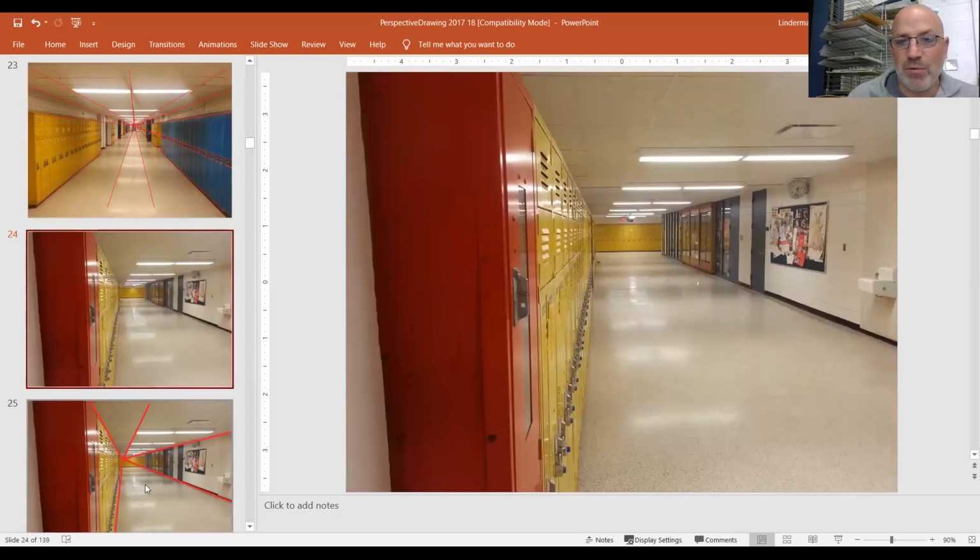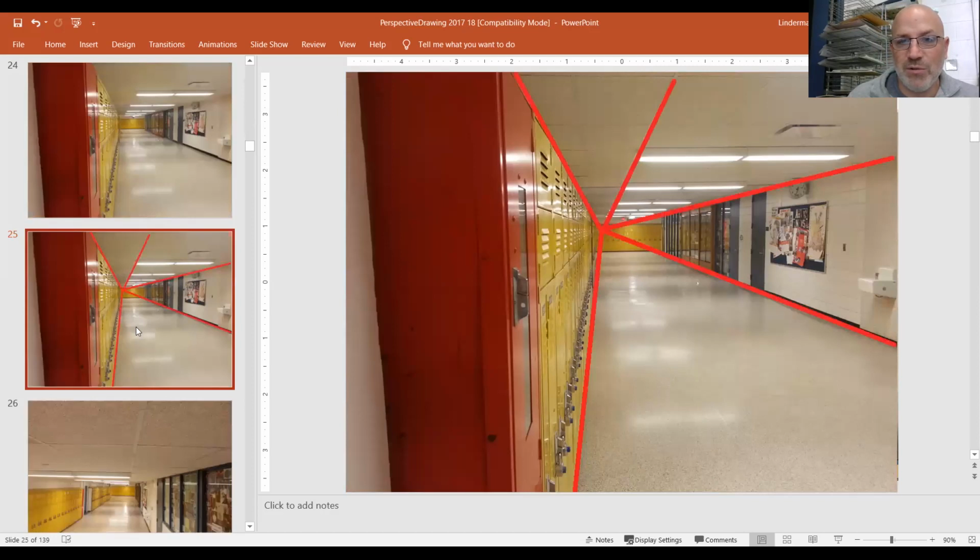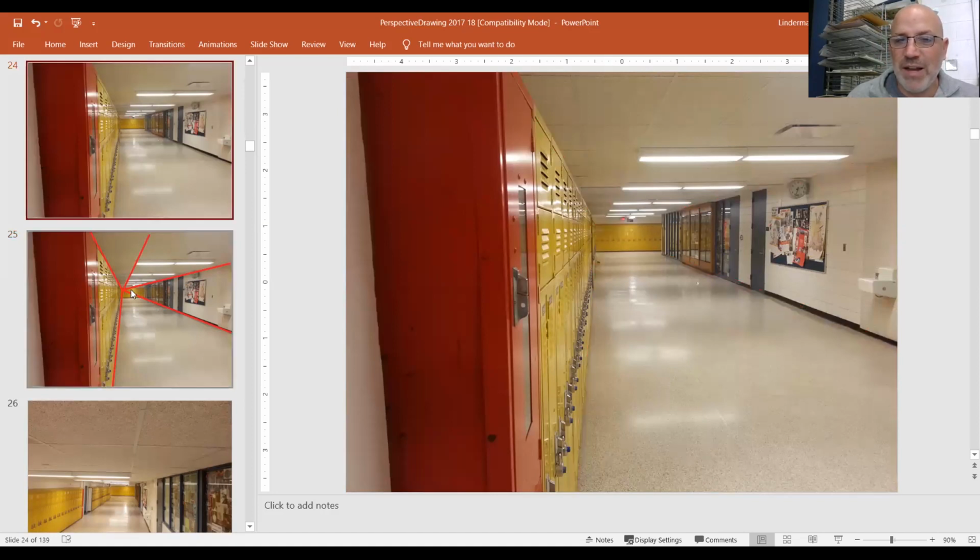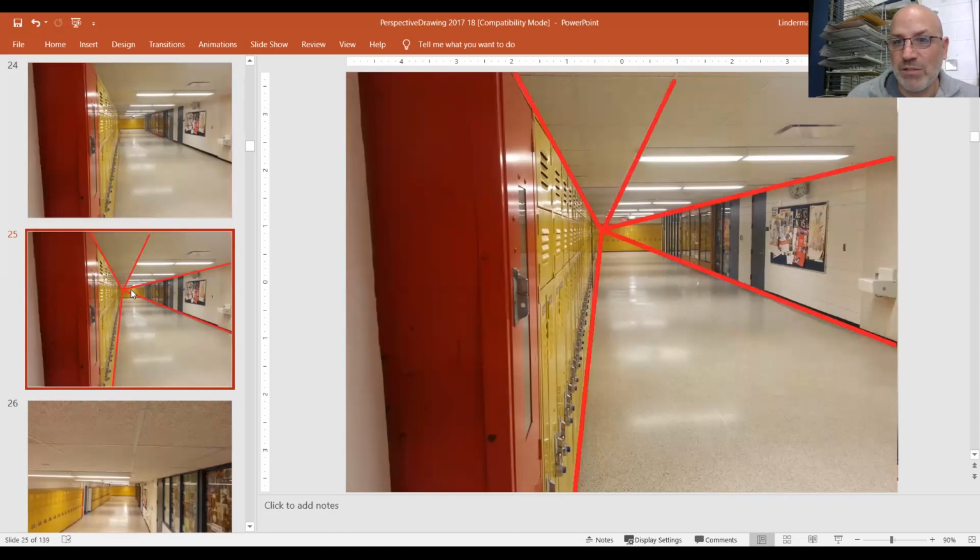But what if I move to the side? What happens to the vanishing point? Well, it too moves to the side. The vanishing point, if you see where these lines intersect, is now on the left side of the hallway. So your vanishing point is unique to you. It's where you're looking. It's your own perspective, in a word. Maybe that's why they call it one-point perspective.